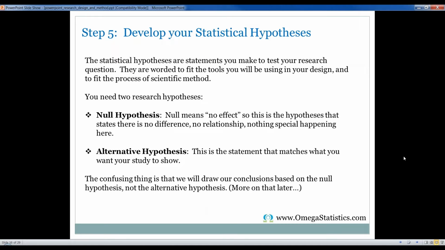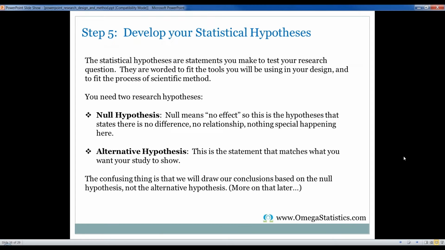Okay, so step 5, we're going to develop our hypotheses. We decided we needed them, okay? We're using a quantitative study. I want some hypotheses. So these are statements that you make to test your research question, okay? So we word them to fit the tools that we're going to be using.